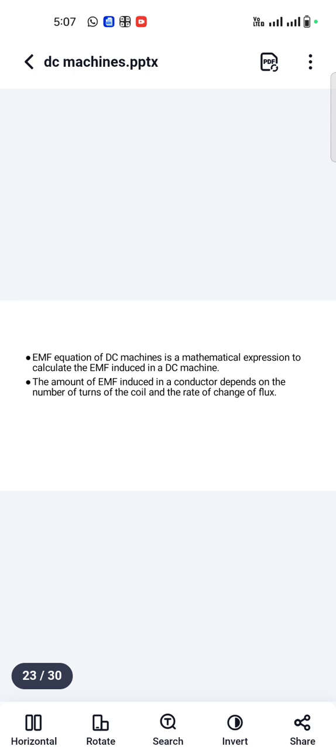Why do we use this EMF equation? It's the mathematical expression to calculate the EMF induced in a DC machine. These all follow from Faraday's law. So what is Faraday's law? EMF is induced whenever the flux changes in a conductor, so electromotive force is produced. To know how much EMF is induced, we calculate using the EMF equation. The amount of EMF induced in a conductor depends on the number of turns, right?